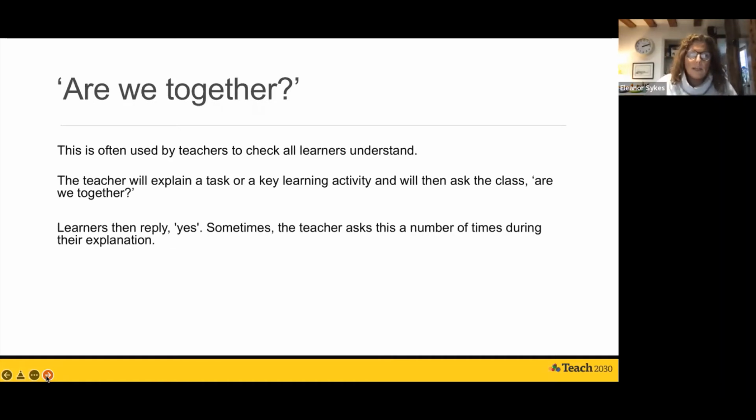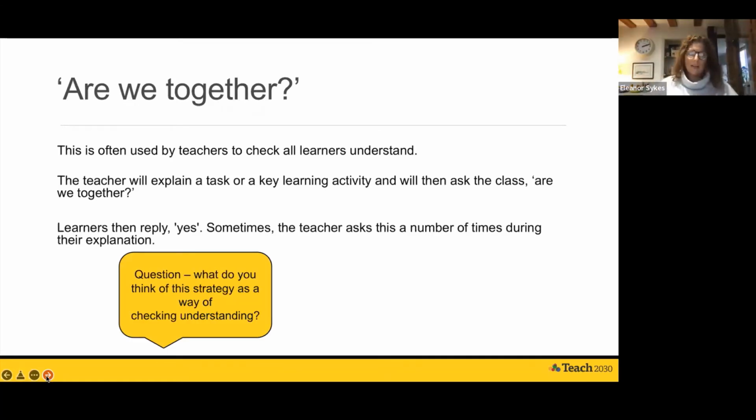So my question for you is, what do you think of this strategy as a way of checking understanding? Has anybody got anything they'd like to share with us? Would anybody like to unmute and tell us what they think about this strategy as a way of checking understanding? Anybody? Mohammed or Flomo or Roberta? What do you think about this strategy? We're a small group, so if you want to unmute yourself and share what you think about asking, "Are we together?" I'd be delighted to hear.